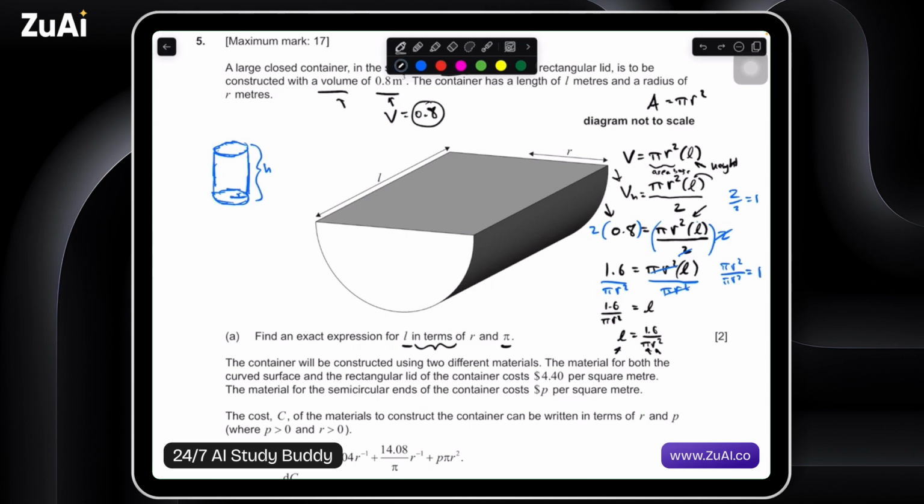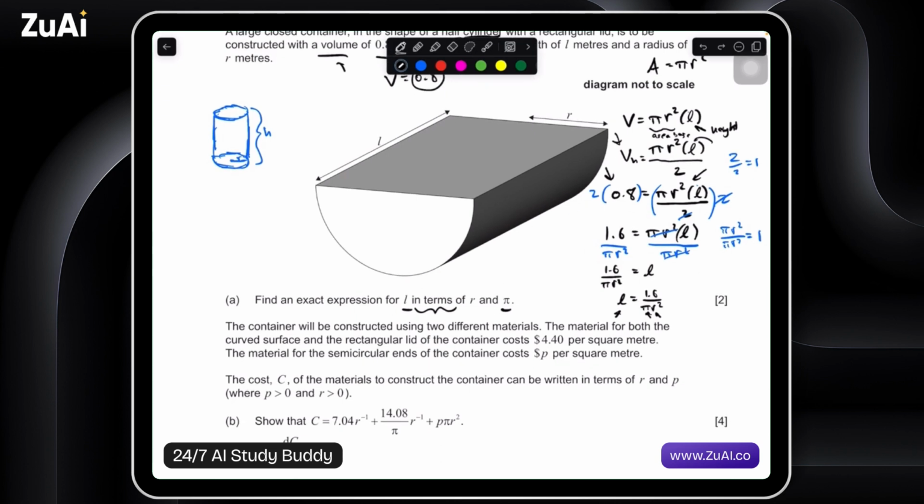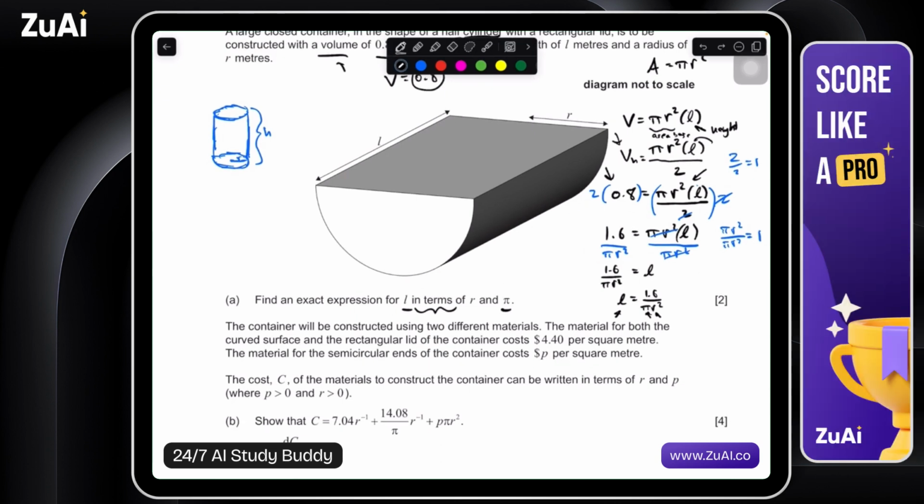Essentially we want to use opposite operations. So if we're dividing by 2, everything is divided by 2, we want to multiply by 2. If we're multiplying by pi r squared, we want to do the opposite and divide both sides by pi r squared. The end goal is to get this variable, this L, all by itself.